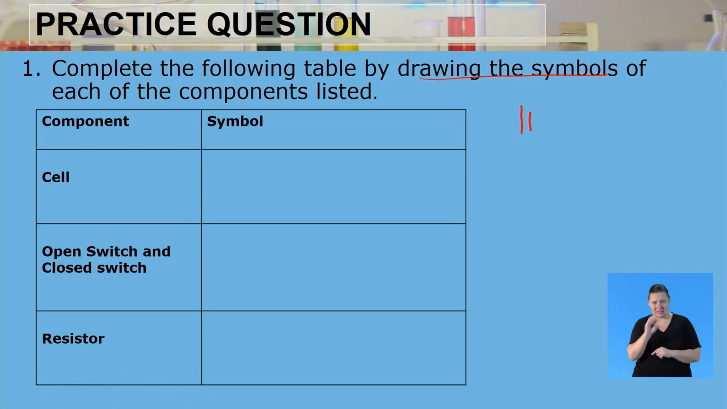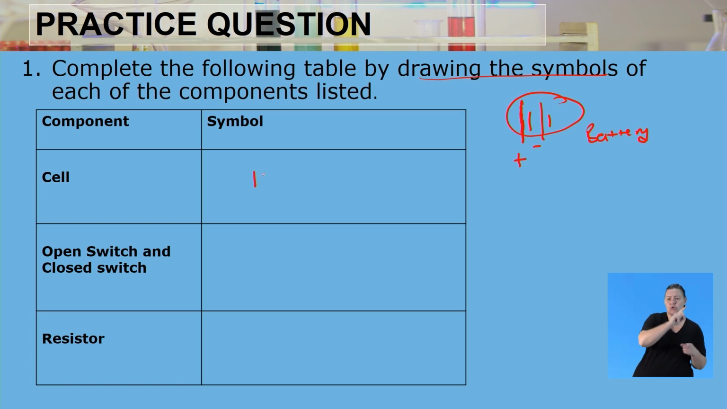So a cell has a symbol like this, where the long line shows a positive terminal and the short one shows a negative terminal. Now, should I have more than one of these, this is going to constitute a battery. But if it's just the one, I have a cell. So I will have my negative and my positive terminal. So this becomes a cell that is connected in a wire here.